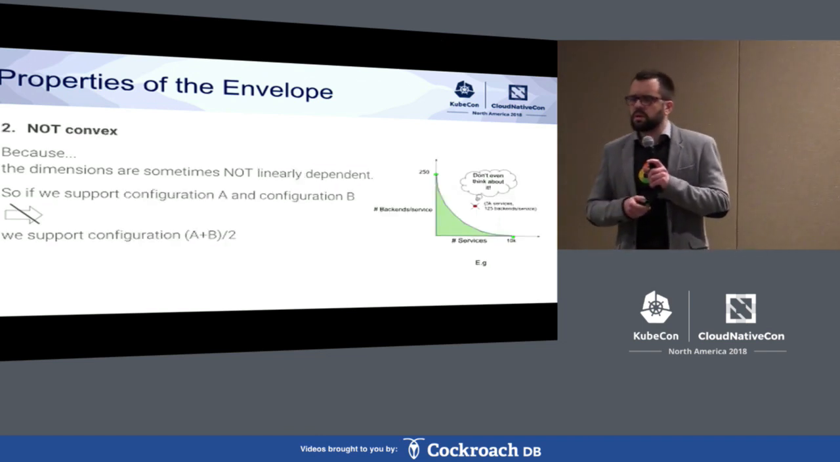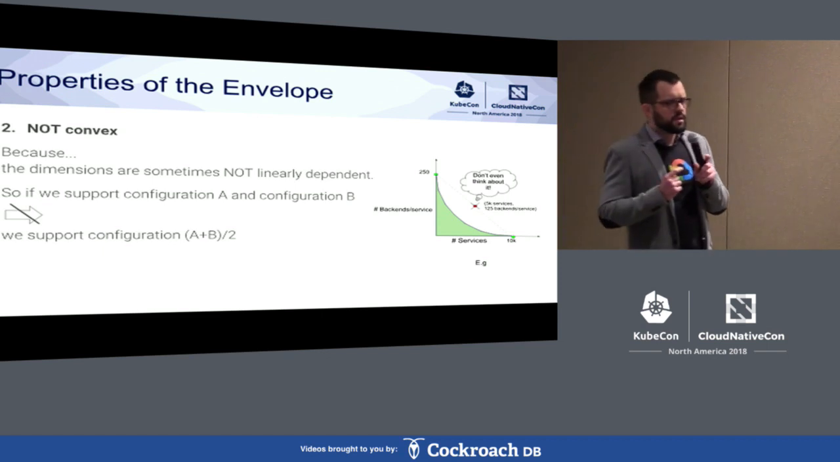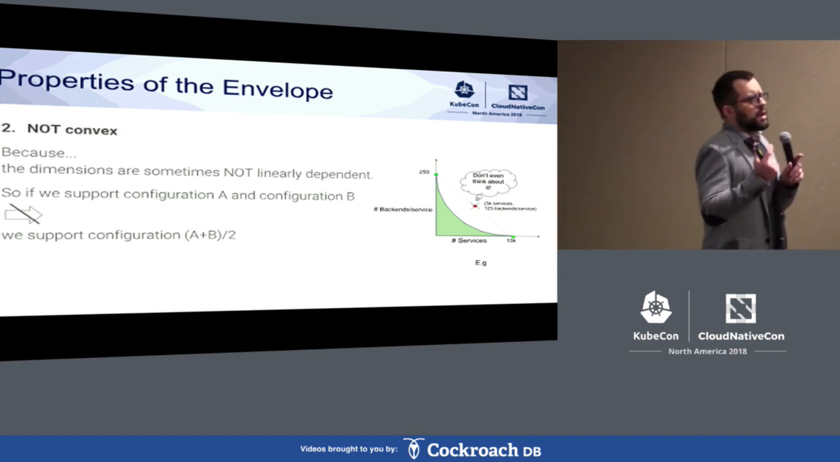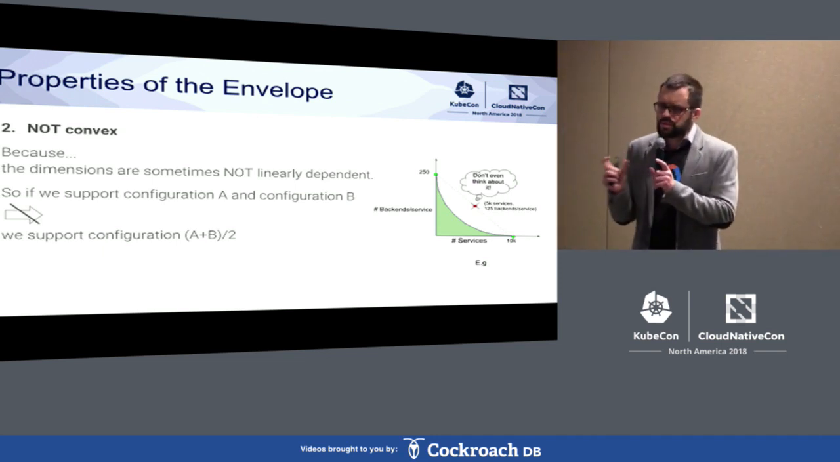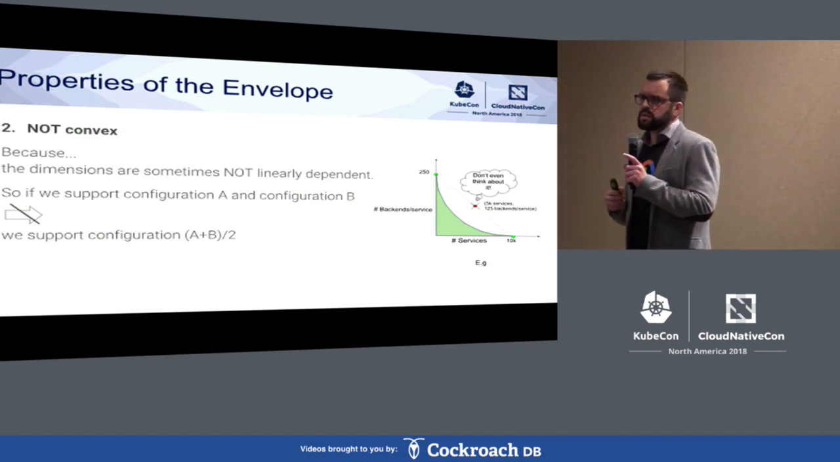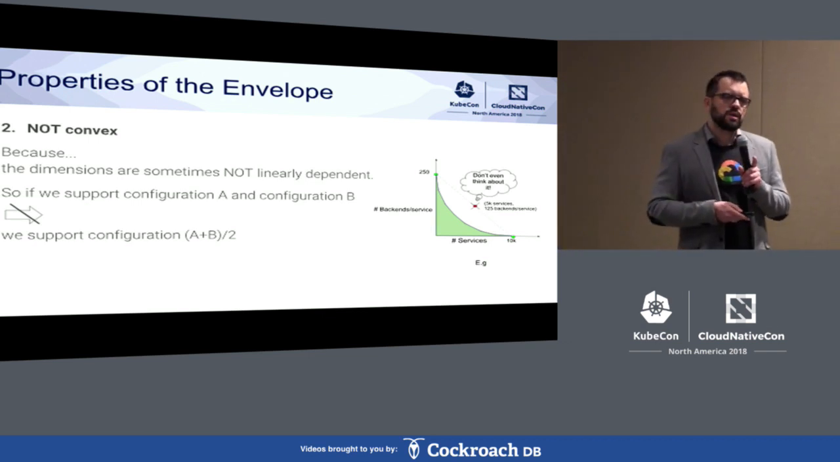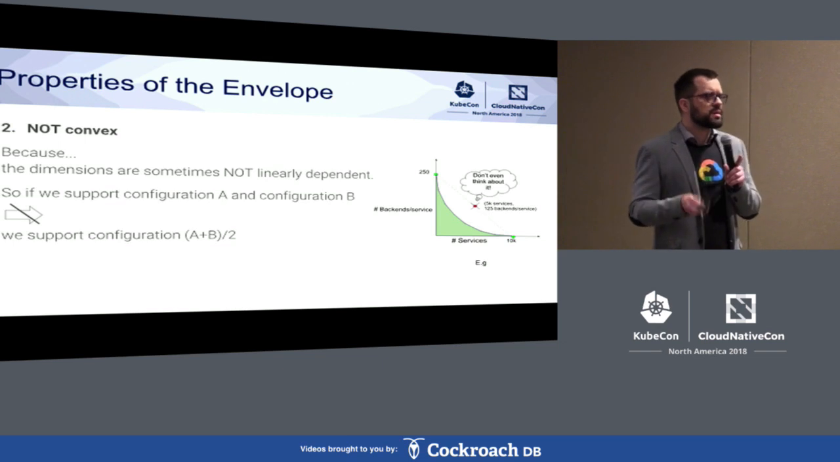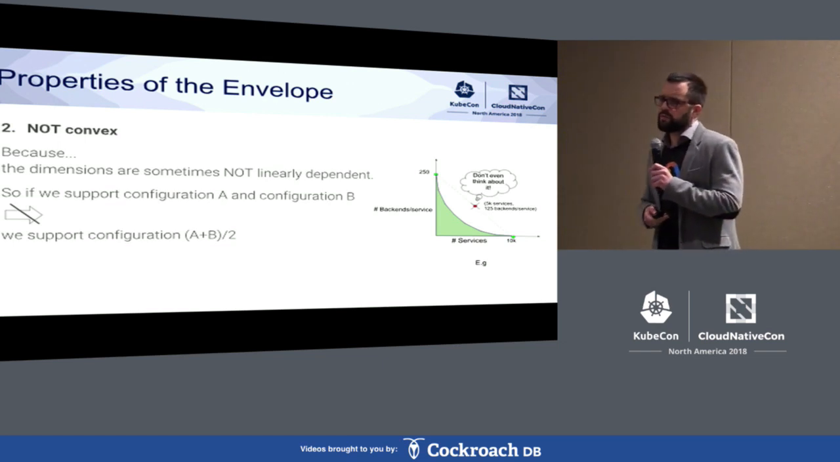Even more, the shape of the envelope is not convex. So taking a more conservative approach and going for averages of A and B, so that you stick somewhat in the middle on both of these dimensions, still might take you outside of the envelope, and you will breach the scalability limits of Kubernetes.